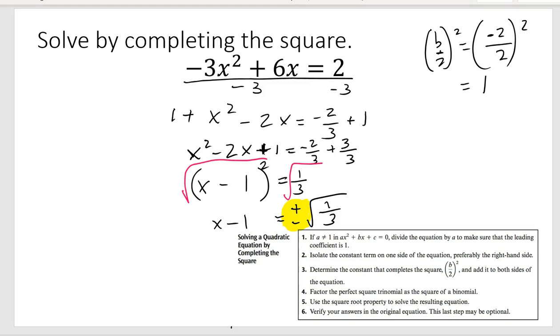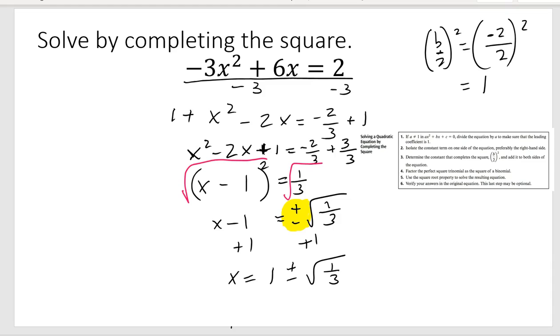And now we want to keep going and solve for x. We have a -1 with it, so we're going to add 1 to both sides. So I get x is equal to 1 plus or minus the square root of 1/3.